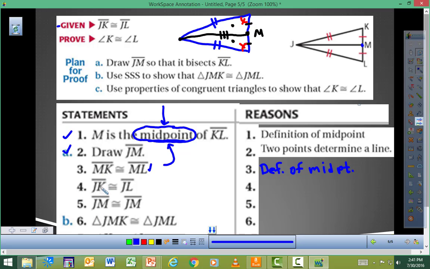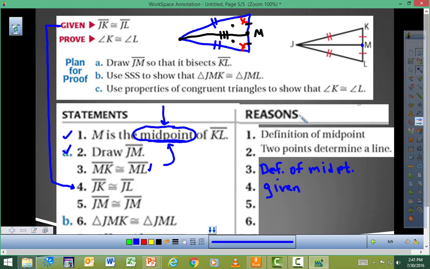Okay, so now JK is congruent to JL. Well, that turns out to be your given statement. That's kind of funny. Usually we start off with the given, and we could have started off with that, but on this particular proof they decided to do it as step 4. So this one's real easy. This one's given to us. It's part of our given.